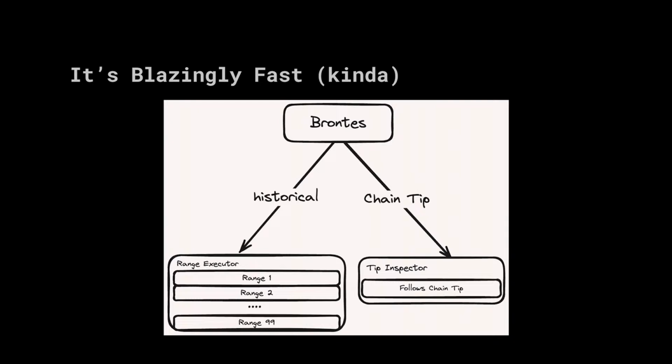And finally, it's blazingly fast, at least kind of. Again, we don't have benchmarks, but it runs in two main modes. It runs historical ranges, which are broken up into chunks, and then those individual range executors will all run in parallel. And then at the same time, we have a tip inspector that is specialized to follow the tip of the chain.